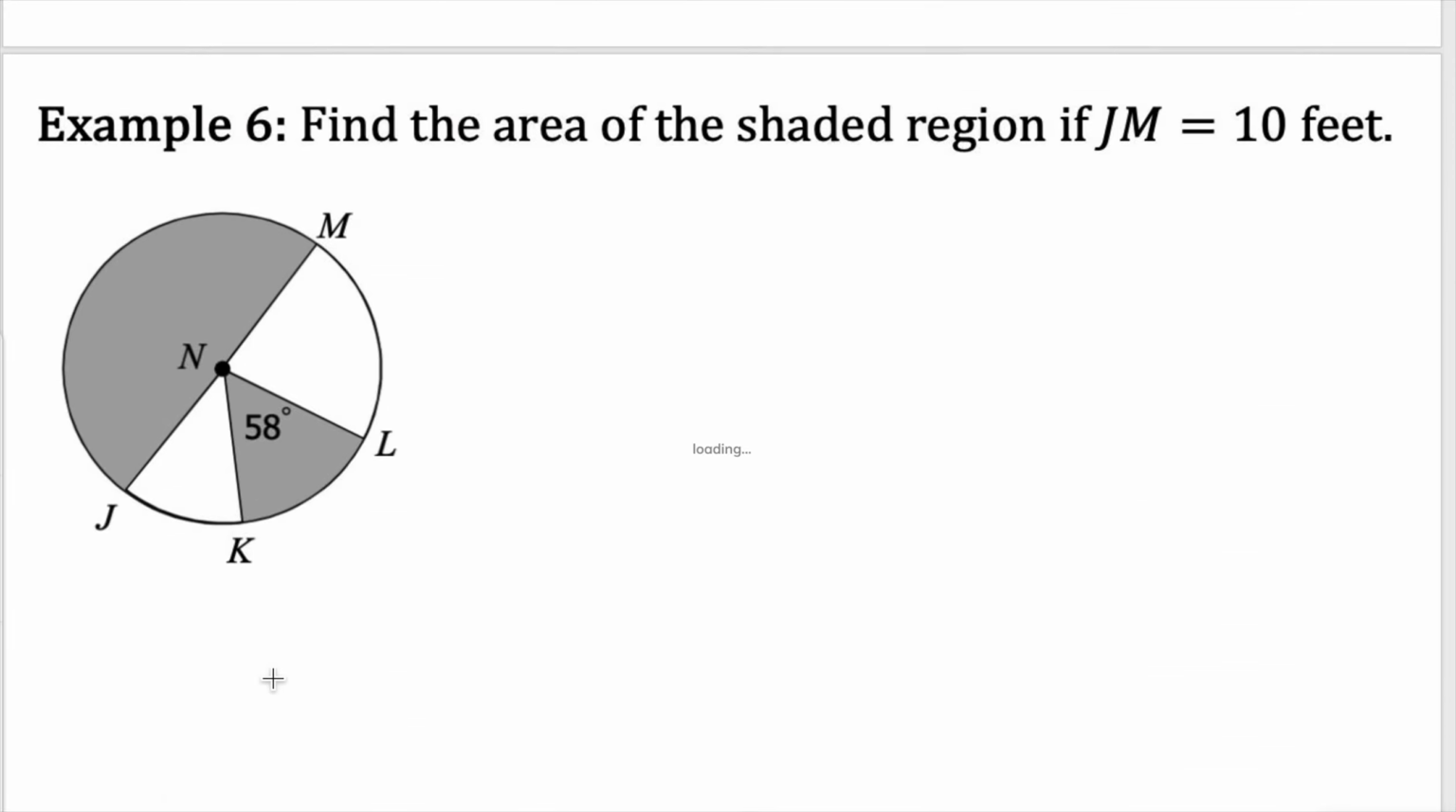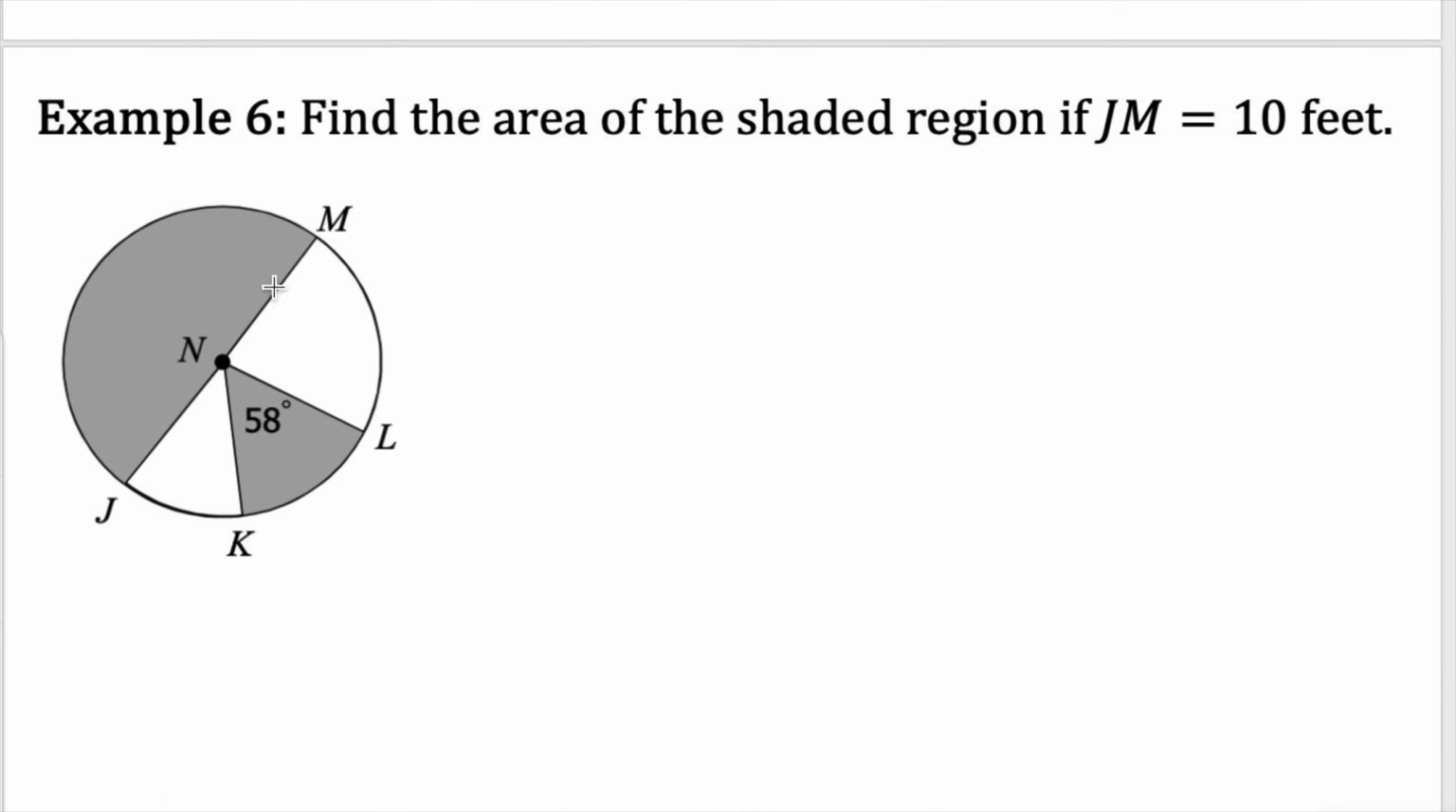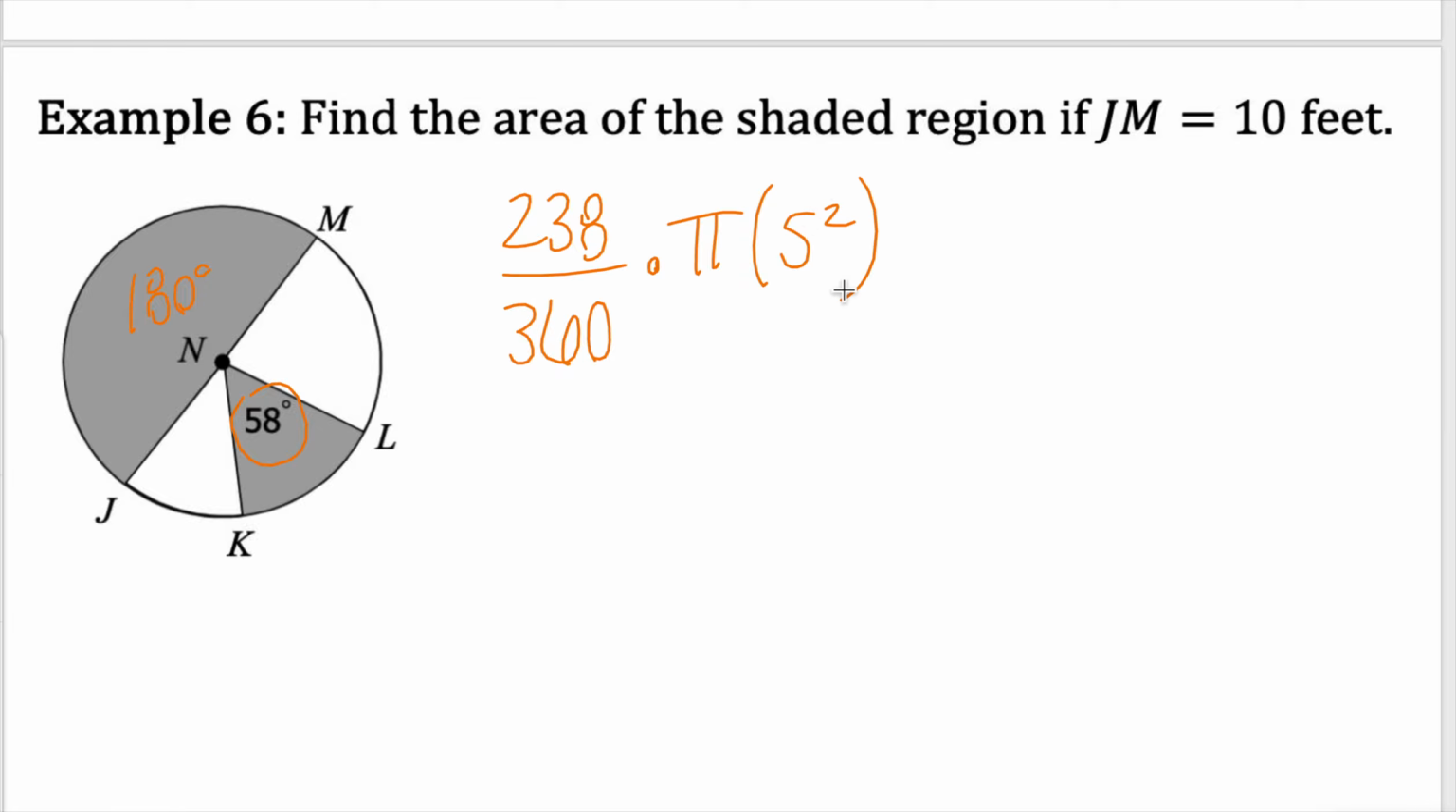Example 6, again, finding the area of the shaded region. We know that the shaded region is appearing to be a diameter, so that's probably 180 degrees. So we're going to take 180 plus 58. That's going to give us 238 out of 360. And then multiplying that by our area, pi times radius squared. JM is my diameter, so radius squared would be 5 squared. Again, multiplying straight across, dividing by 360, I got 51.92 square feet.